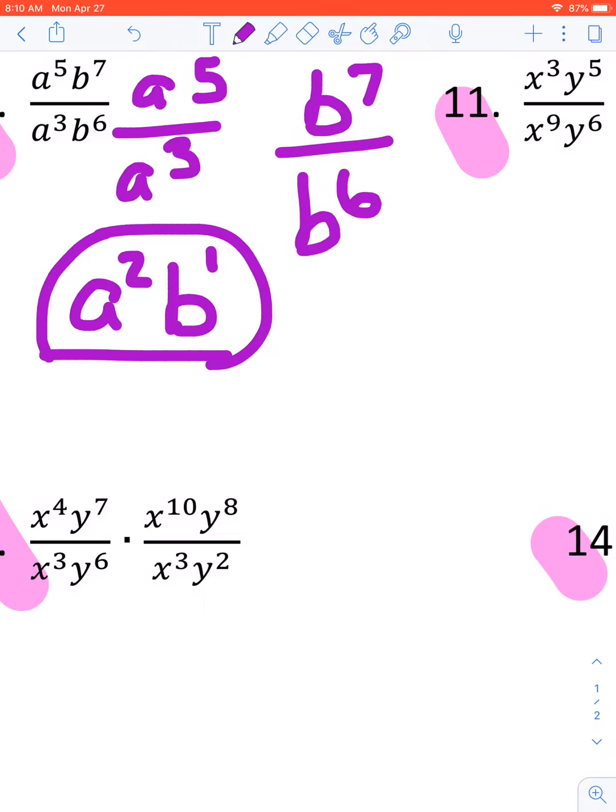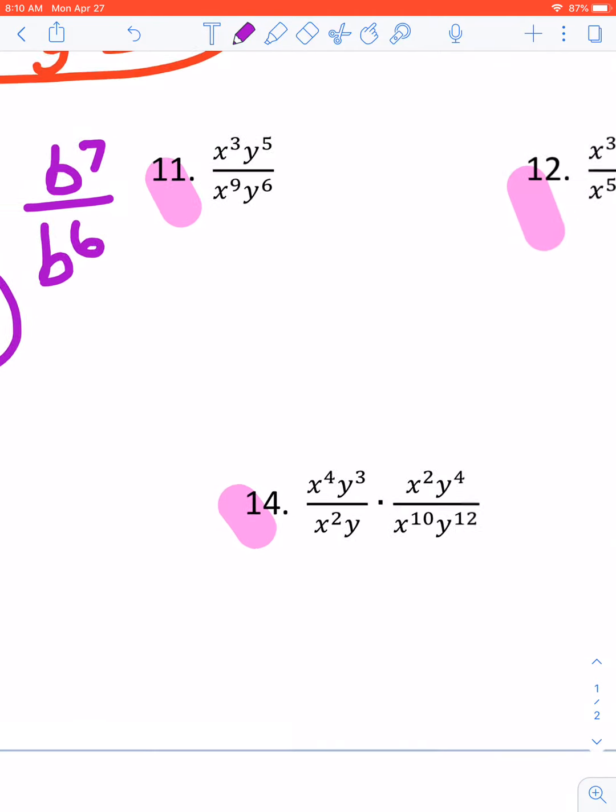Where do I have more? Again, I can also subtract, or I could have written out 5 A's on top, 3 A's on bottom, and cancel, and I would have had 2 A's left on top. And I could have written out 7 B's and 6 B's, and I would have had 1 B left on top. Okay? So let's look at number 11, but let's try not to write those out separately.